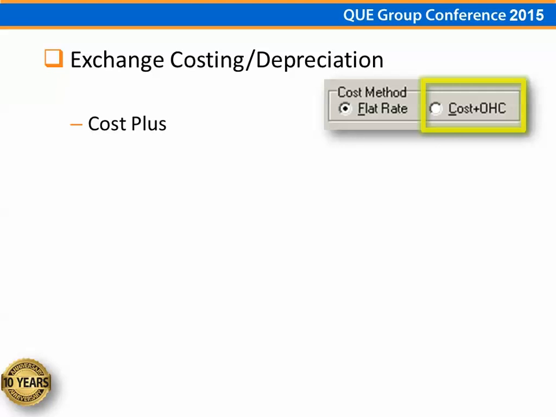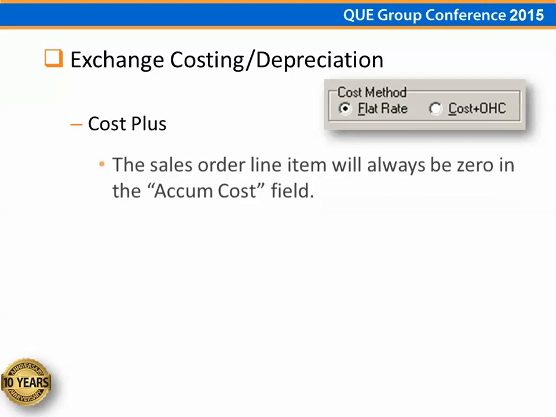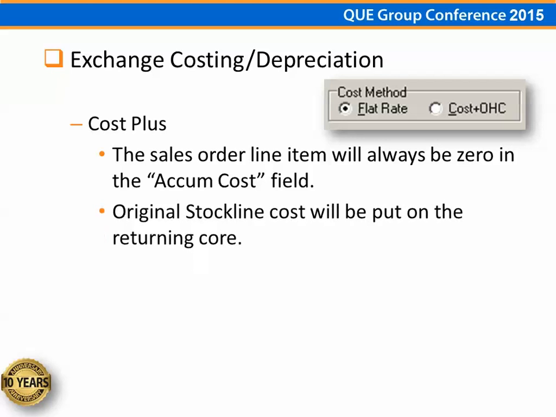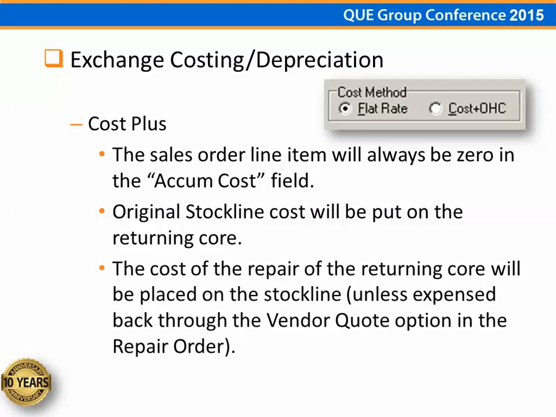So if you're using the cost plus OHC in Quantum, the sales order line item will always be 0 at the accumulated cost field. So no cost will be relieved at the time of transaction. The original stock line cost will be put on the returning core. So let's say you had a core that had $1,000. You exchange it. When the core comes back, it's going to have $1,000 still on it. Once you get the core back and you repair it, the cost of that repair will also go onto the stock line. So the cost will build, but then you can also use the vendor quote wizard to bill back and relieve that cost.